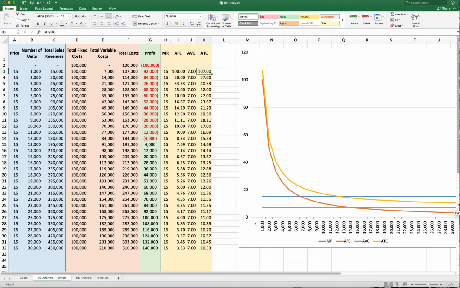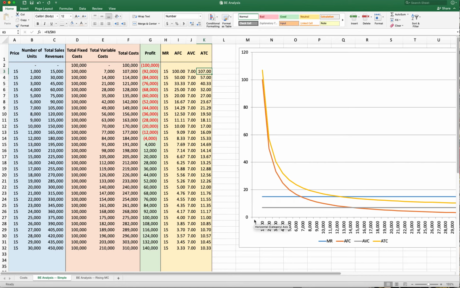It goes down much like what I mentioned before. Average fixed cost is going down. Your average variable cost is a straight line, so this again is a bit more simplistic. And we have our marginal revenue line, which is $15.